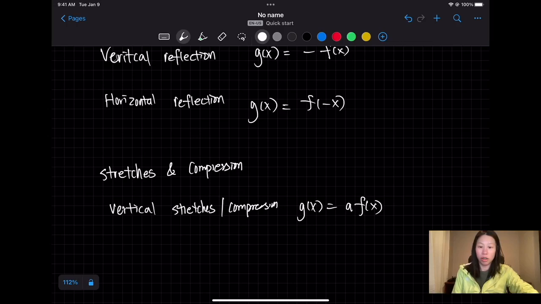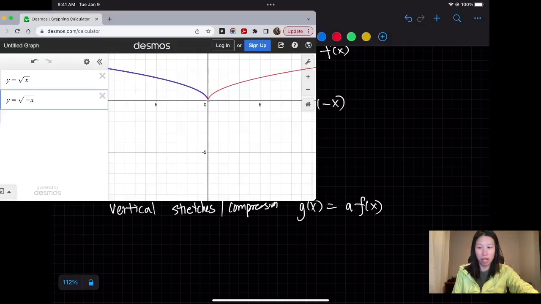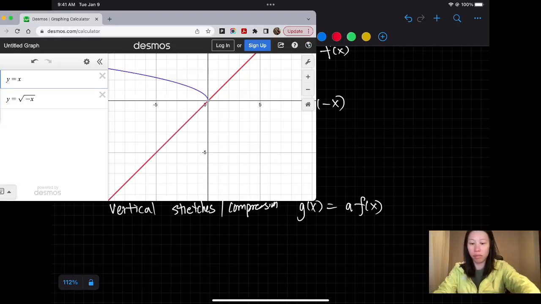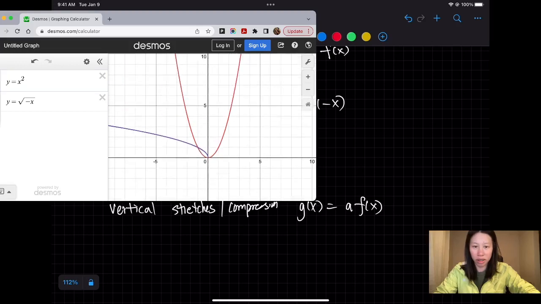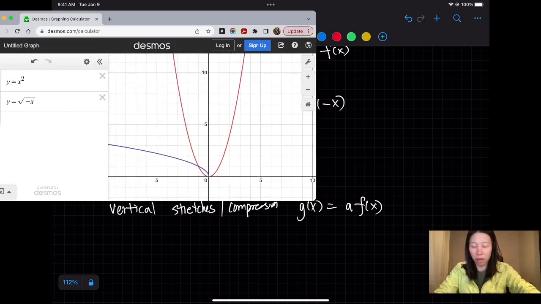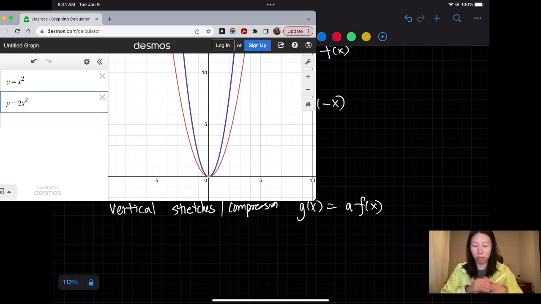So now take a look. Again, use our x squared one. All right. So this is x squared. So if I multiply a number to x squared, what is this? Well, it looks slimmer, right? That means you stretch them vertically, because when you stretch them, they're going to look slimmer.